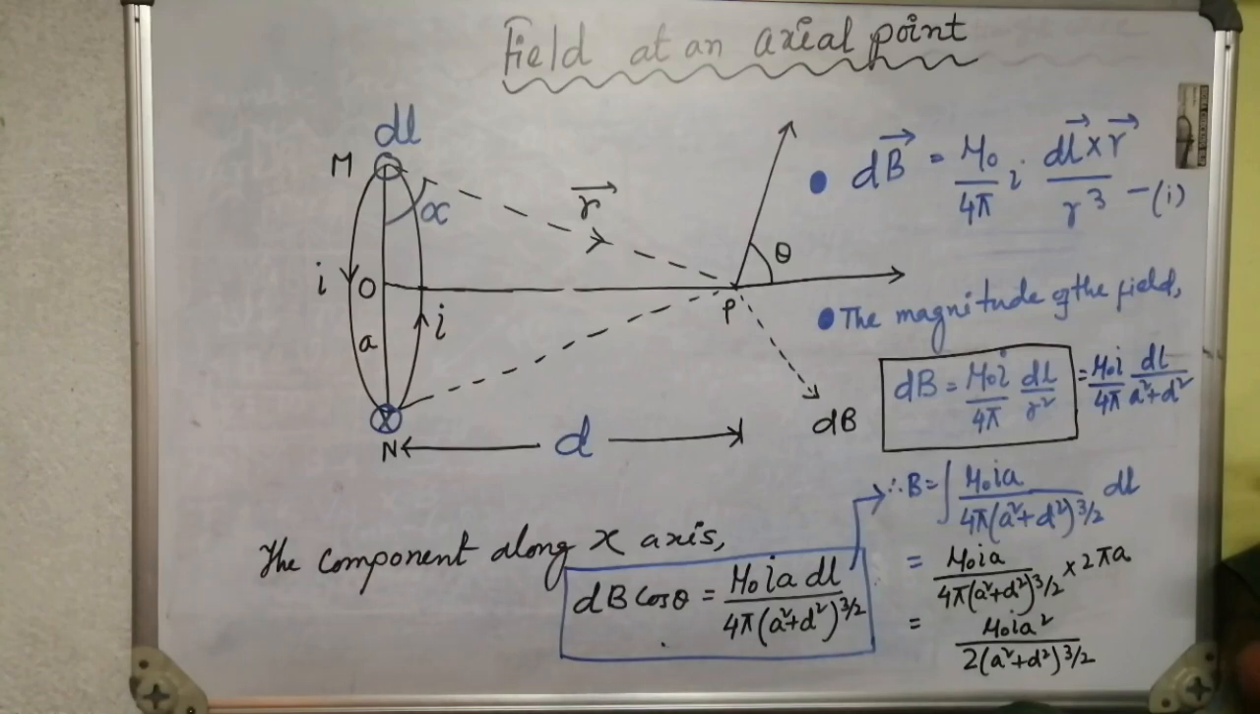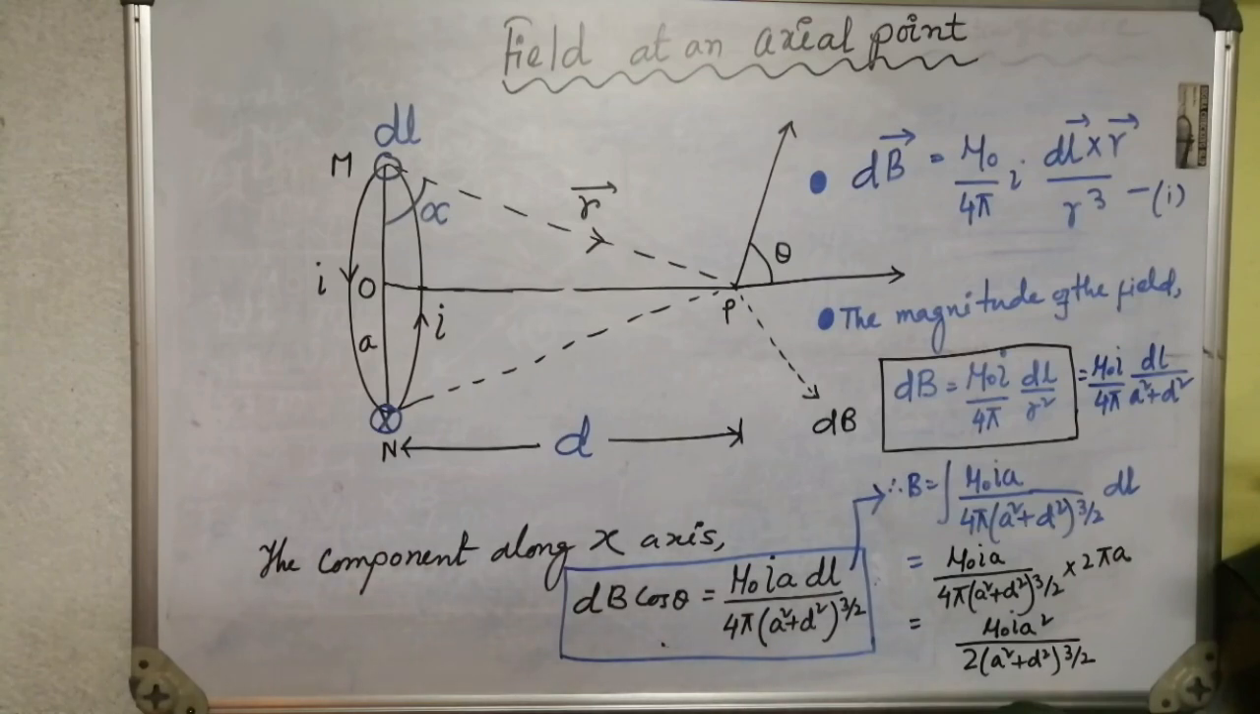So the component along the x-axis, how can we write it? dB cos theta is equal to mu naught into I into A into dl divided by 4 pi into A square plus D square to the power 3 by 2. So now we can find the equation of B also by integration. Now consider the diametrically opposite current element at N.